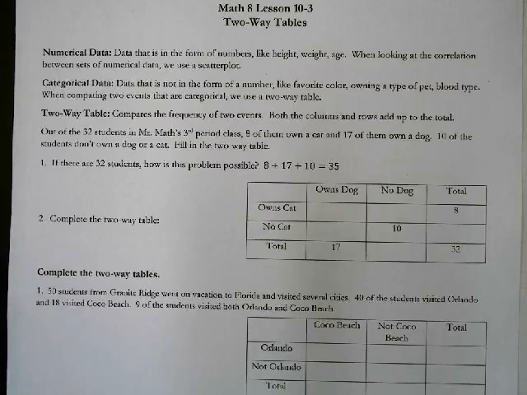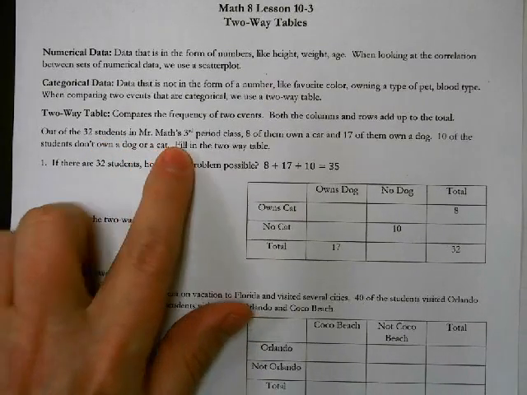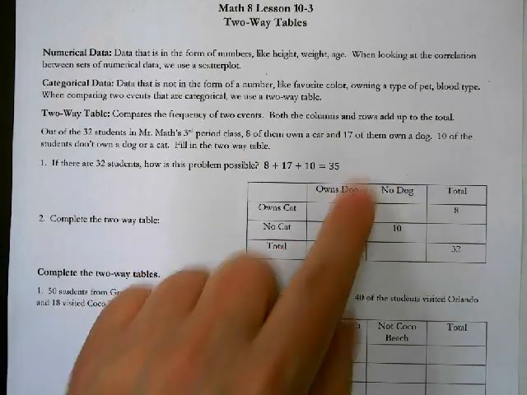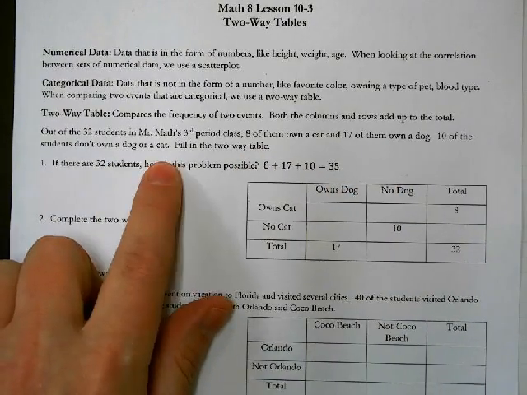Owning a type of pet, blood type, these are all different things that are non-numerical. They'd be categorical data. When we have categorical data, we probably want to set it up in a two-way table instead. Two-way tables look at the frequency, how many times they happen, of two different events. Both the columns and the rows are going to add up. Here's our first one. Out of 32 students in Mr. Math's third period class, 8 of them own a cat, 17 of them own a dog, and 10 of those students don't own a cat or a dog.